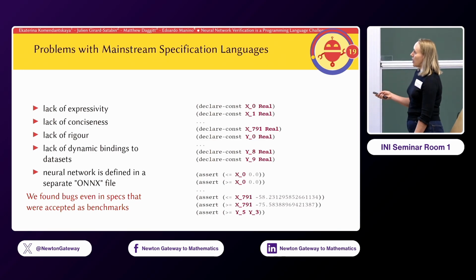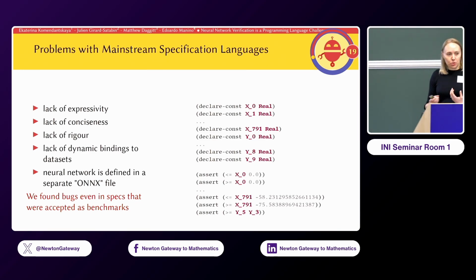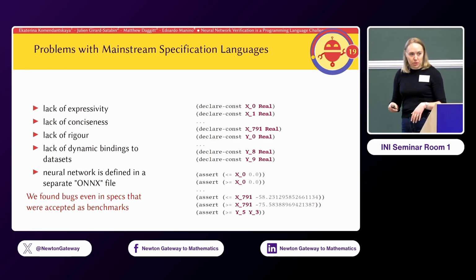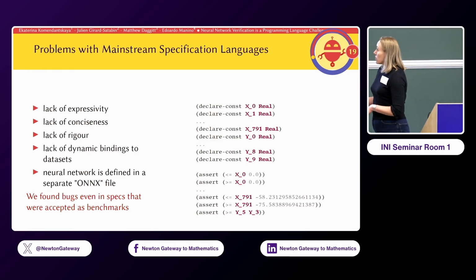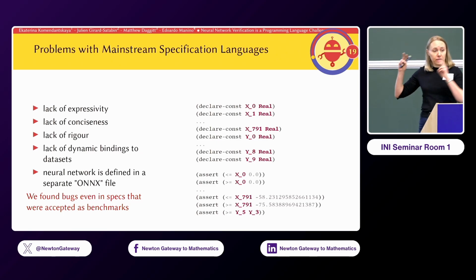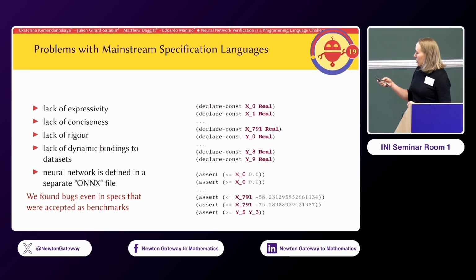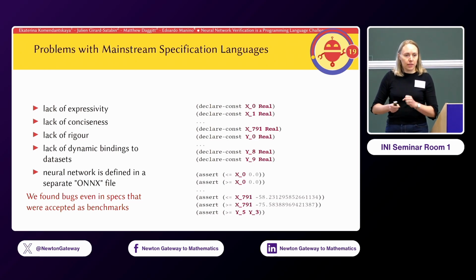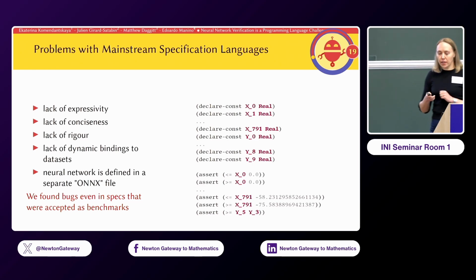There are no dynamic bindings to data sets. I presume you want to be talking about examples from data sets around which you build epsilon balls. A neural network is defined in a separate ONNX file, so you actually have two files to run, this one and another one. But this is, of course, a source of bugs, right? If you define the neural network elsewhere, then you put this all together, kind of heat it up and cook.